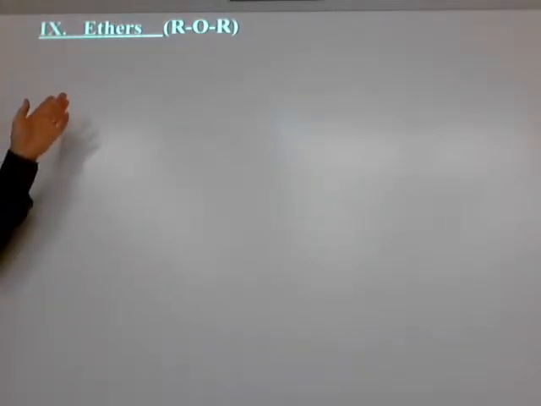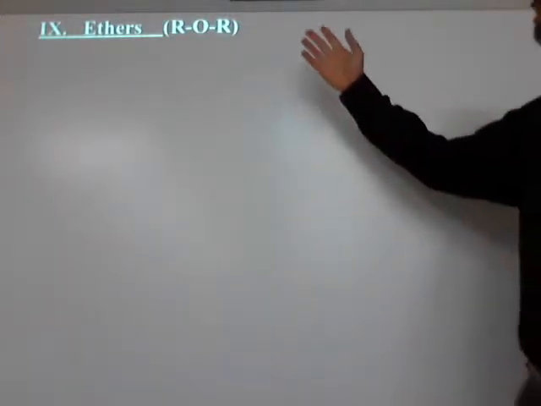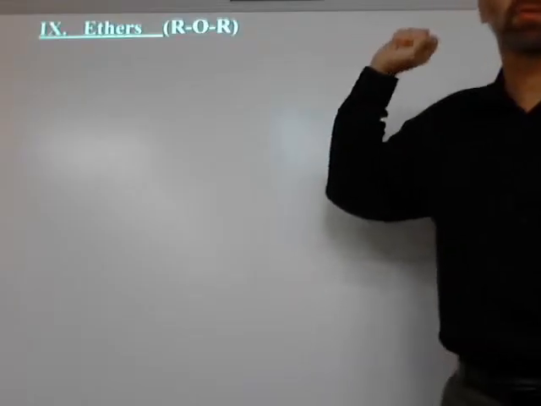So, all right, let's get the last guys here. This is number 9, ethers. Look at his formula, ROR, another way to link together longer carbon chains. Do you have that written down next to yours? All right. Another way to link together long carbon chains.